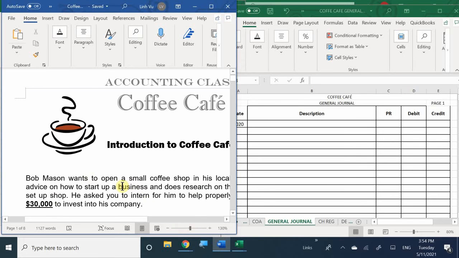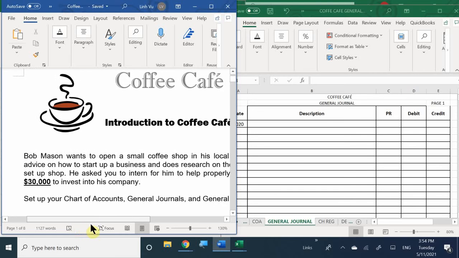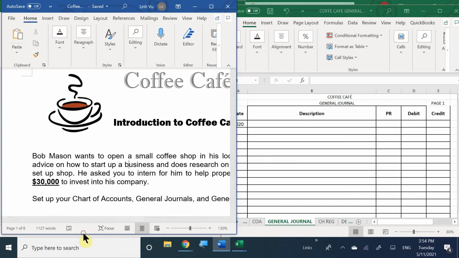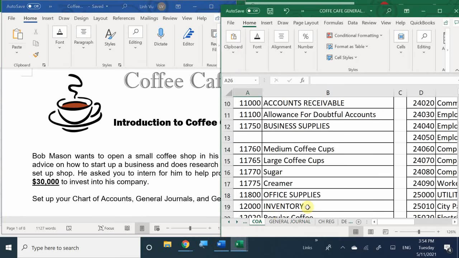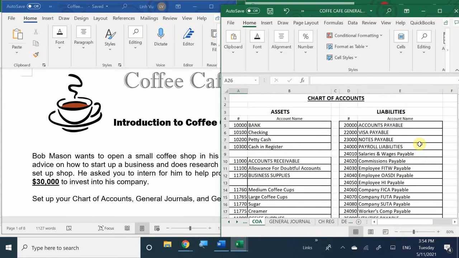So here's one thing that you need to know. He's got $30,000 to invest into his company. Okay? And let's take a look here. So again, set up your chart of accounts, general journals and general ledger accounts. Once again, I've already done that for you. I've provided you the chart of accounts. So let's take a look at it. Once again, it is in order by account type. Every account that you see here is everything you need for this project. We're not going to be adding any accounts.